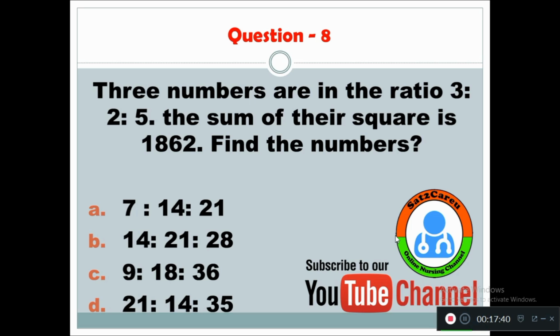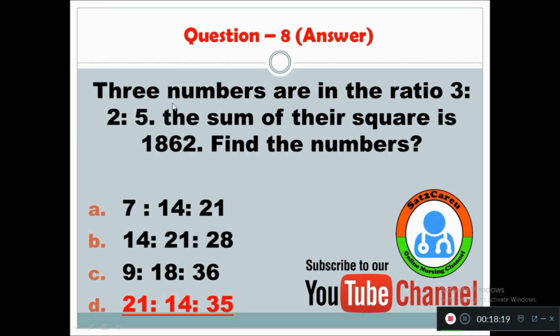Three numbers are in the ratio 3 is to 2 is to 5. The sum of their square is 1862. Find the numbers. A 7 is to 14 is to 21, B 14 is to 21 is to 28, C is 9 is to 18 is to 36, and D is 21 is to 14 is to 35. Now let us see the answer here. The answer is 21 is to 14 is to 35. We are going to find the numbers.